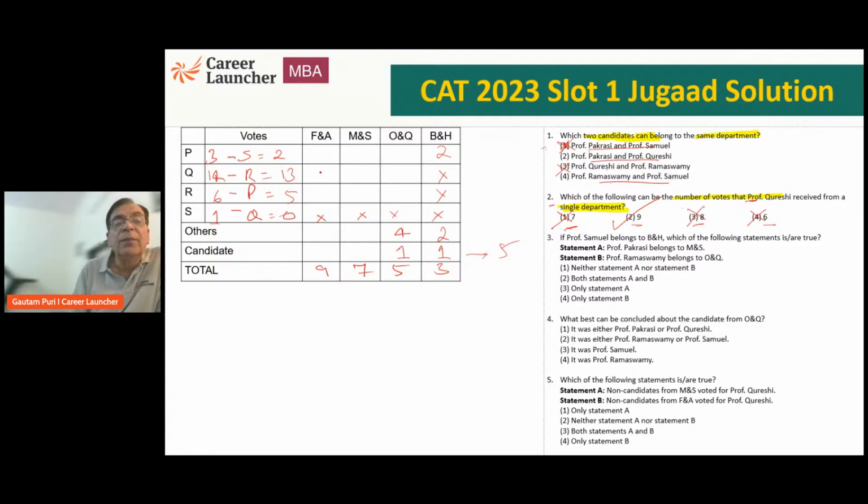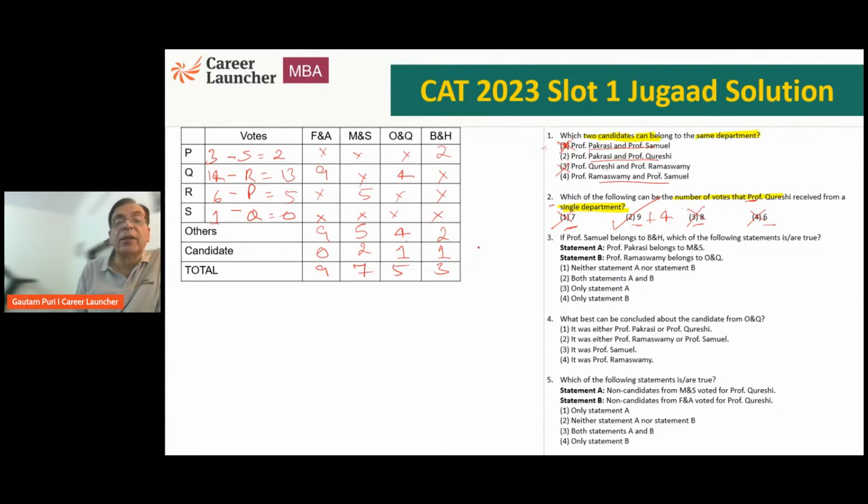Okay. So what does this mean? You'll get 9 votes from FNA. That means there are 0 candidates from here and 2 candidates from MS. And that means this is 5. So for 13, it should be 9 plus 4. That means these 4 votes of OQ have also gone to Professor Qureshi. Let me just cross out these things which are not required. So FNA is gone, OQ is gone. The only place where MS will have these 5 votes will come from here. Okay. So this part we have done.